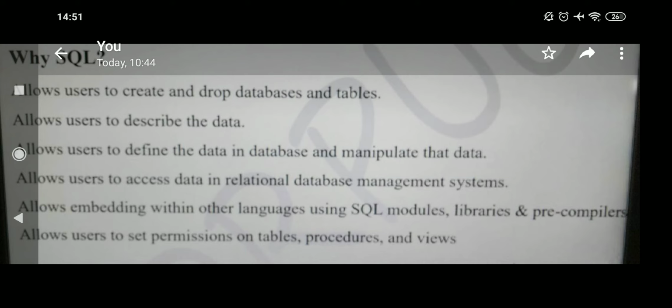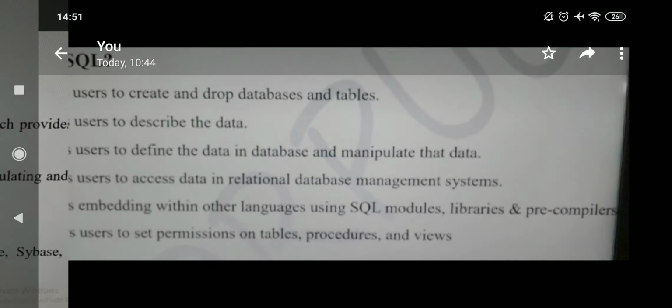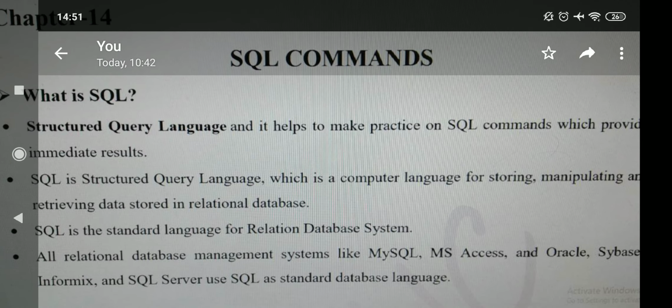Come to the next, fifth point, students. SQL allows embedding within other languages. So with the help of SQL, you can combine different language software with SQL. Working together is possible. Come to the last point, students. It will allow users to set permissions on tables, procedures and views. With the help of SQL, we can provide security to the data. I told you, data will be stored in tables. Whatever data is stored in tables, for that data we are going to provide security with the help of username and password.